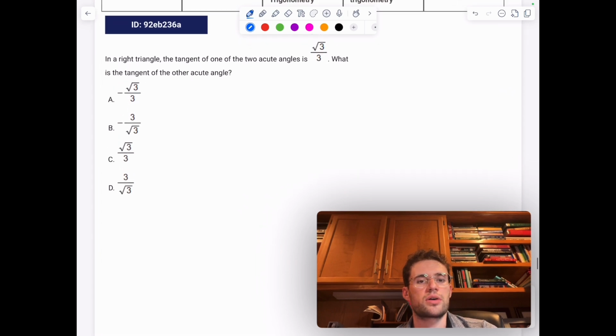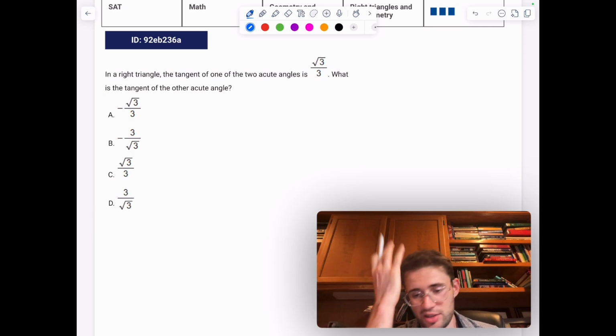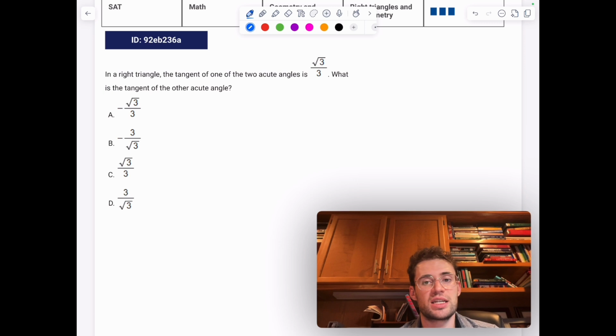In a right triangle, the tangent of one of the two acute angles is the square root of 3 over 3. So I know, we actually just talked about this in a previous problem, maybe a few questions ago, that if your tangent is either the square root of 3 or the square root of 3 over 3, that means it's a 30, 60, 90 right triangle. Now I'll act like I don't already know that, but you might want to train yourself to see that. If the tangent is this, then that would mean it's a 30, 60, 90.